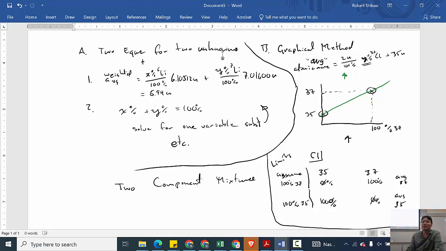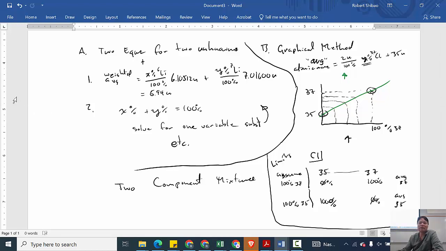So this is what I did yesterday, but I just did it in my head. I did it in my head because I said, well, if it's 50%, it would be 36. If it's 25%, it's going to be 35.5. If it's 75%, it's going to be 36.5. So I just looked at this in my head and then figured that if the average is 35.5, it's got to be 25% 37, 75% 35. And so that's what I was doing when I was looking at the number line. Or you could just look at the number line and then write it here, which I did on the board yesterday. I didn't draw a graph yesterday.